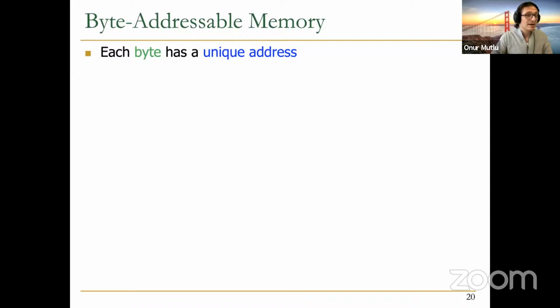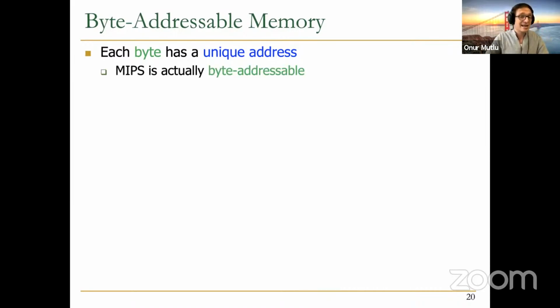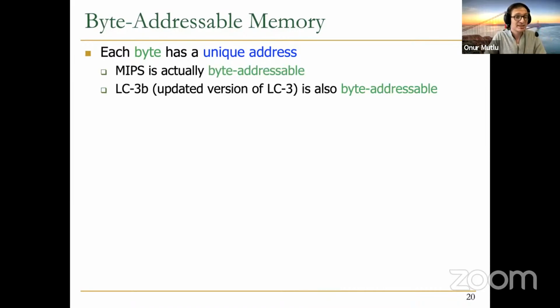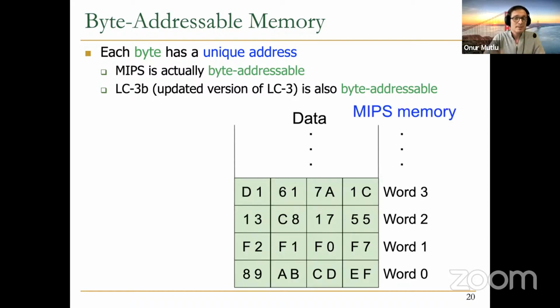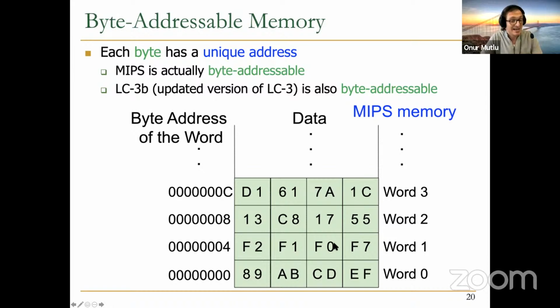Okay, byte addressable memory, on the other hand: each byte has a unique address. MIPS is actually byte addressable, as I mentioned. LC3B, an updated version of LC3, is also byte addressable. So MIPS memory actually looks like this. This is a conceptual view, not necessarily the physical view. Right? Conceptually, MIPS memory looks like this. Basically, words are still 4 bytes. You can see 4 bytes over here. Another 4 bytes, word 1. Another 4 bytes, word 2. Another 4 bytes, word 3. So you can actually see the different words. But each byte has a byte address.